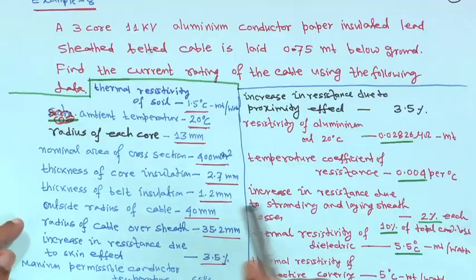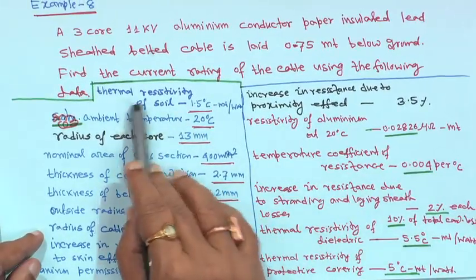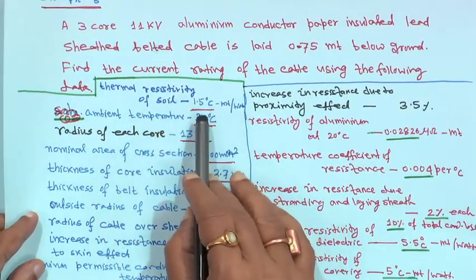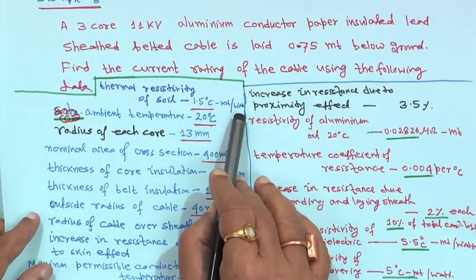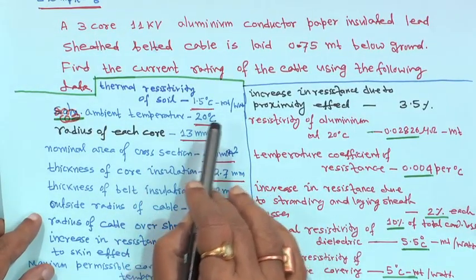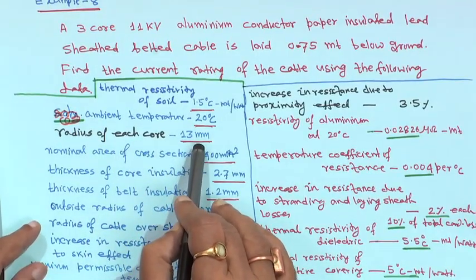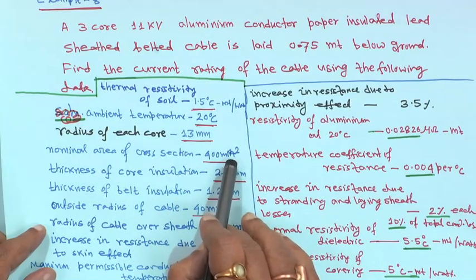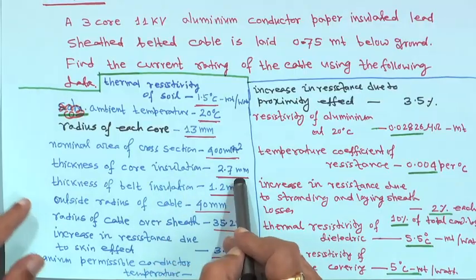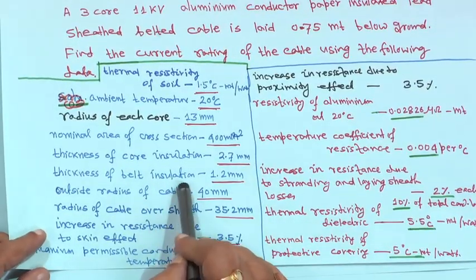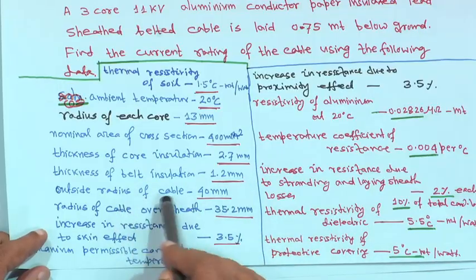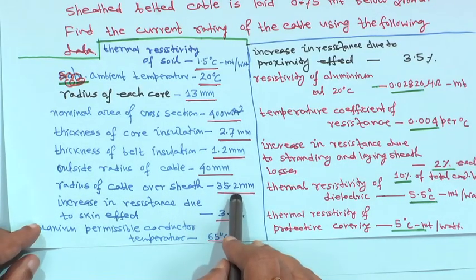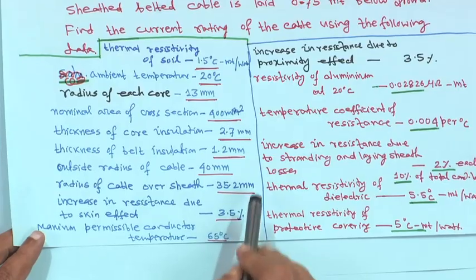Look, so many data are given, but things are simple. I am just uttering all these things one after another. Thermal resistivity of soil is given as 1.5 degree centigrade meter per watt. Ambient temperature is 20 degree Celsius. Radius of each core is 13 millimeter, that means 1.3 centimeter. Nominal area of cross section is 400 millimeter square. Thickness of the core insulation is 2.7 millimeter. Thickness of belt insulation is 1.2 millimeter. Outside radius of cable is 40 millimeter, that is 4 centimeter. Radius of cable over sheath is 35.2 millimeter, that is 3.52 centimeter.